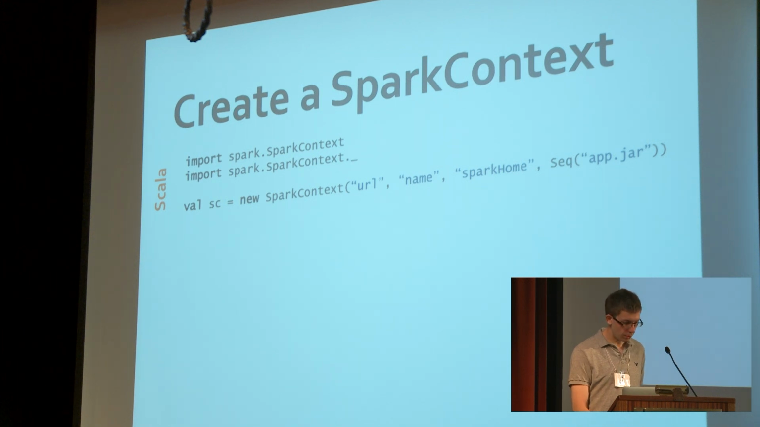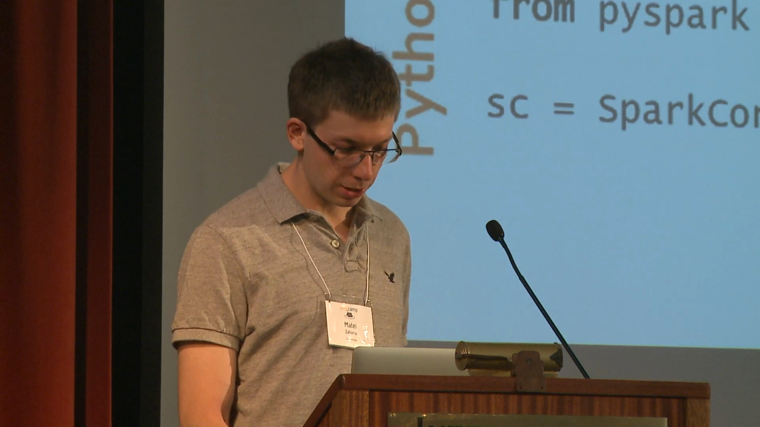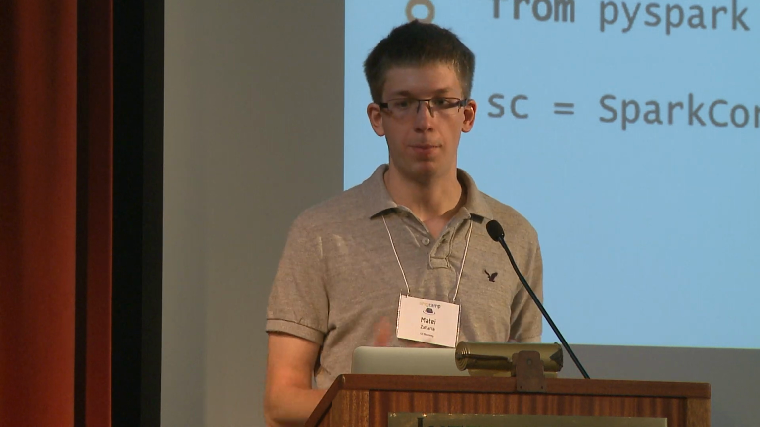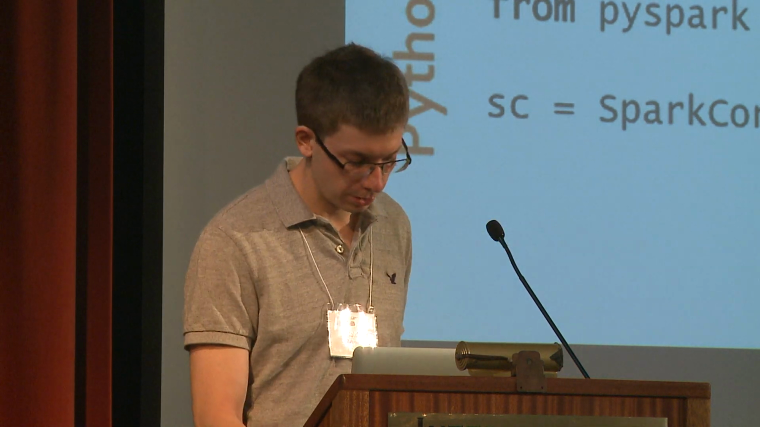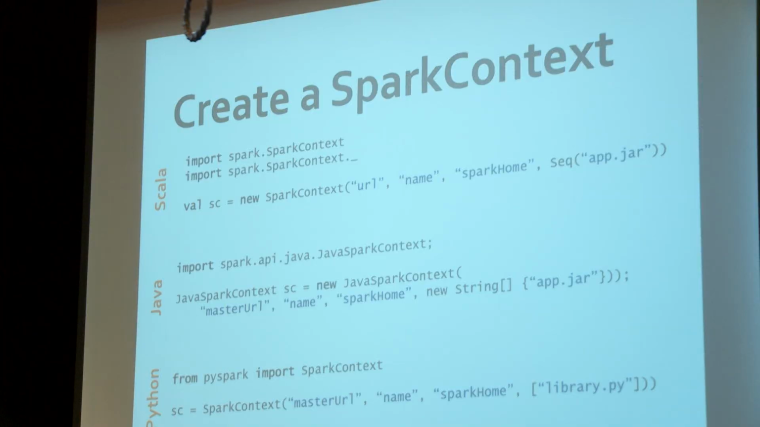If you do this in Java, it's very similar. You have to use JavaSparkContext instead of SparkContext to get a slightly more Java-friendly API. And you pass it an array of strings for the jars. And if you use it in Python, you import pyspark.SparkContext. Instead of passing jar files, you can pass a list of Python files for your code, or zip files, or Python eggs if you package your application into an egg. So that's all you do. And pretty much from there, you start using it the same way I showed before.